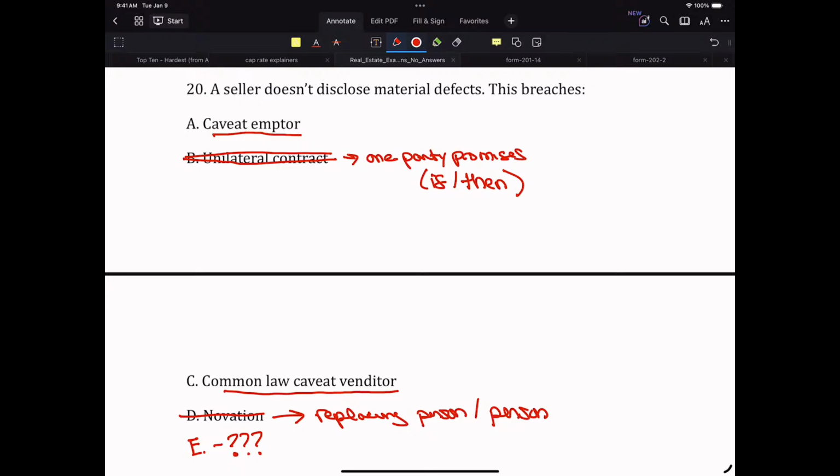So, caveat emptor is let the buyer beware. And caveat venditor is let the seller beware.